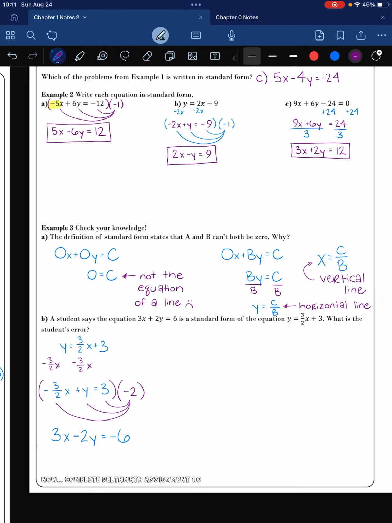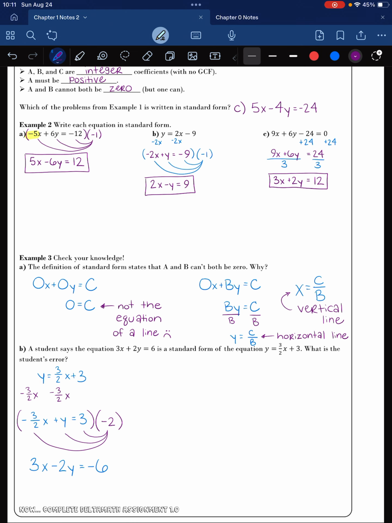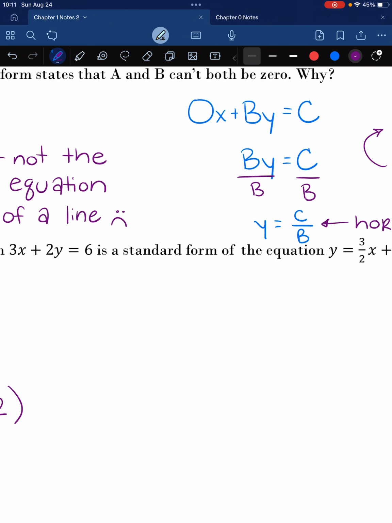So we do need to describe the student's error, right? Because it asks what is the student's error. So the student's error is the B and C values, you can say have the wrong signs, or I'm going to say should have been negative.